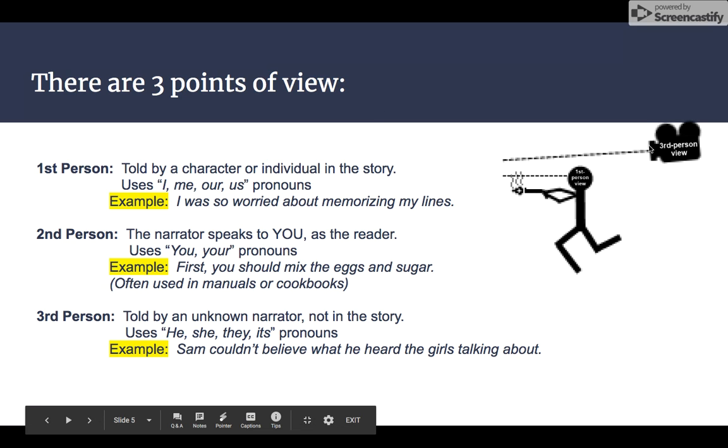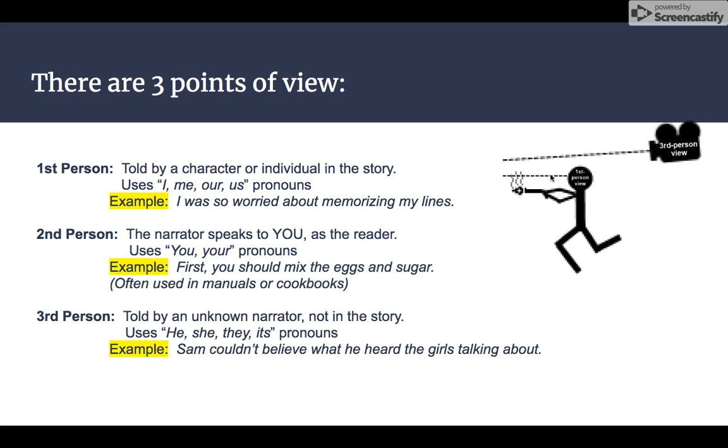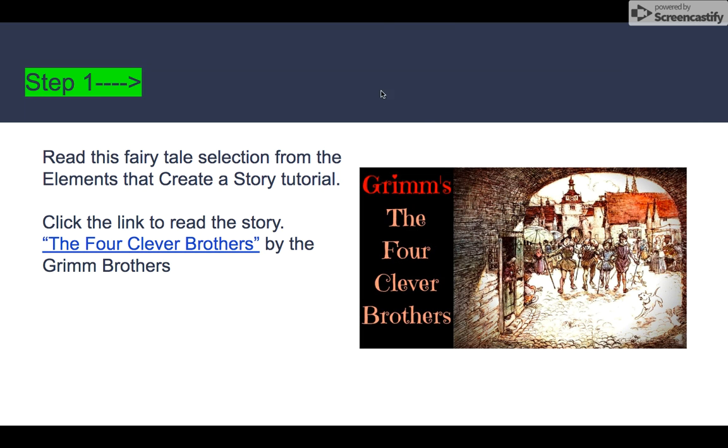Here's a little image. First person, here's the person actually doing the things in the story. Third person is almost like the cameraman, the narrator, watching what the characters are doing, but isn't one of the characters themselves. That's third person point of view. Okay, step 1 to this activity. You're going to read this fairy tale selection from the Elements That Create a Story tutorial. It's called The Four Clever Brothers by the Grimm Brothers, and you can access it through this link in your directions or right here.